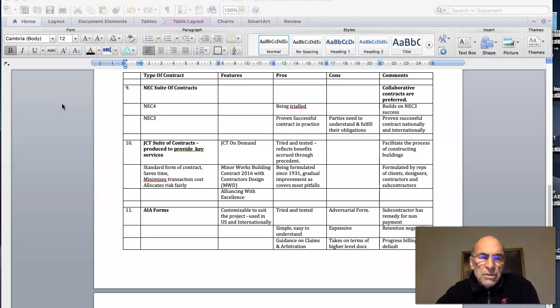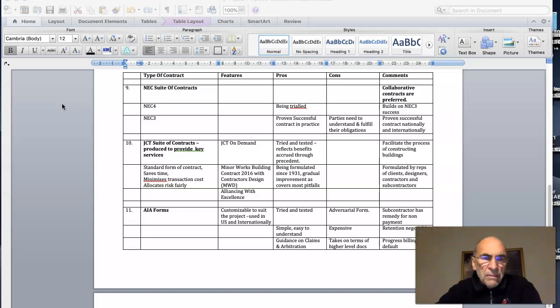Point 10 is the JCT suite of contracts, which are produced to provide key services. So these are tried and tested. They've been under development for many years, more than half a century, and they reflect the benefits accrued through precedent and what's been learned through trial and error during the process of evolution of the contracts, the suite of contracts. They facilitate the process of constructing buildings. It's a standard form of contract.